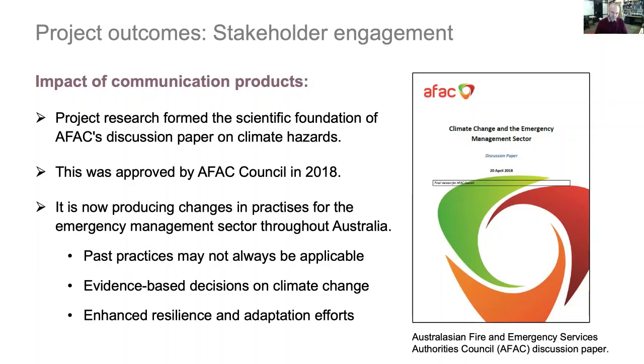And this is now producing changes in practices for the emergency management sector throughout Australia with on-the-ground benefits. For example, state fire agencies and emergency services are now aware that past practices may not always be applicable due to climate change. And the project outputs are enabling evidence-based decisions to be made on how different types of natural hazards are changing in regions throughout Australia. And this can help result in enhanced resilience and improved climate change adaptation efforts.